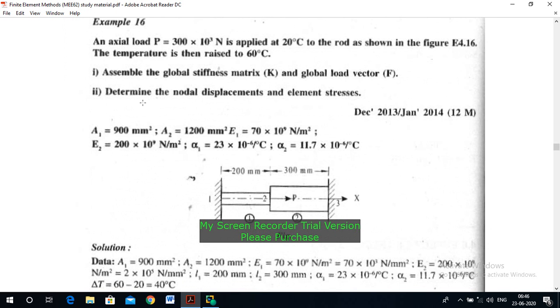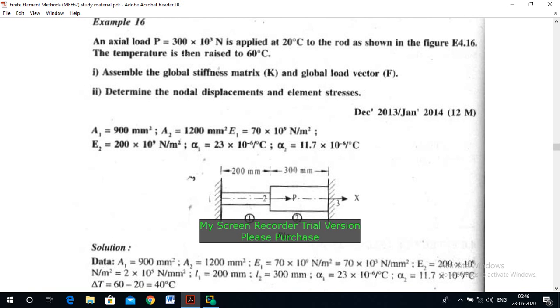An axial load P equal to 300 into 10 power 3 Newton is applied at 20 degrees Celsius to the rod as shown in the figure. The temperature is then raised to 60 degrees Celsius. Assemble the global stiffness matrix K and the global load vector F. And the second one is determine the nodal displacements and element stresses. This is very important, so actually this was asked in the previous examination.